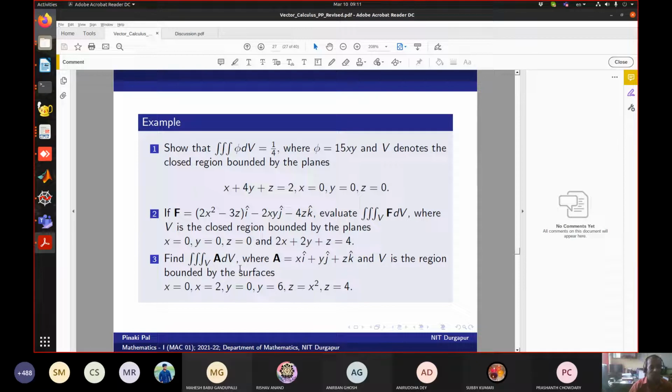And now we will solve question number 3. It is a volume integral involving a vector itself. You see A, and the region is also a bit tricky. We have a parabolic region on the xz plane. The vector under consideration is xi plus yj plus zk. This is basically the position vector of a point.